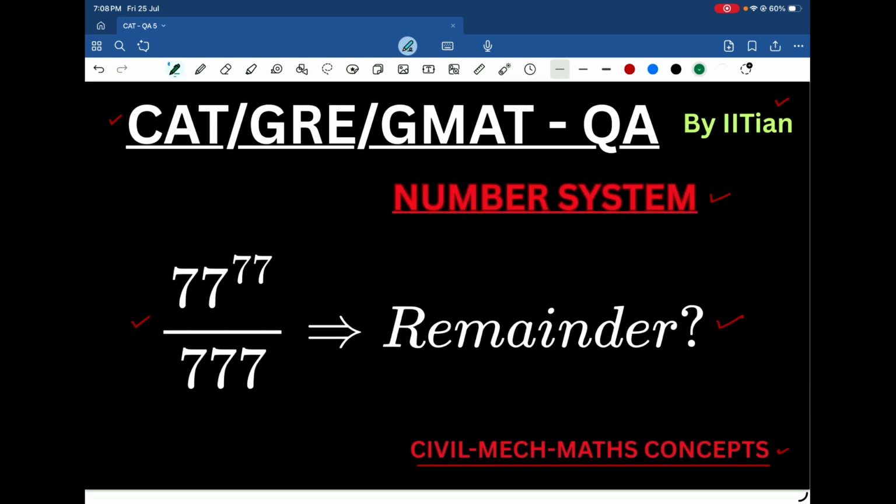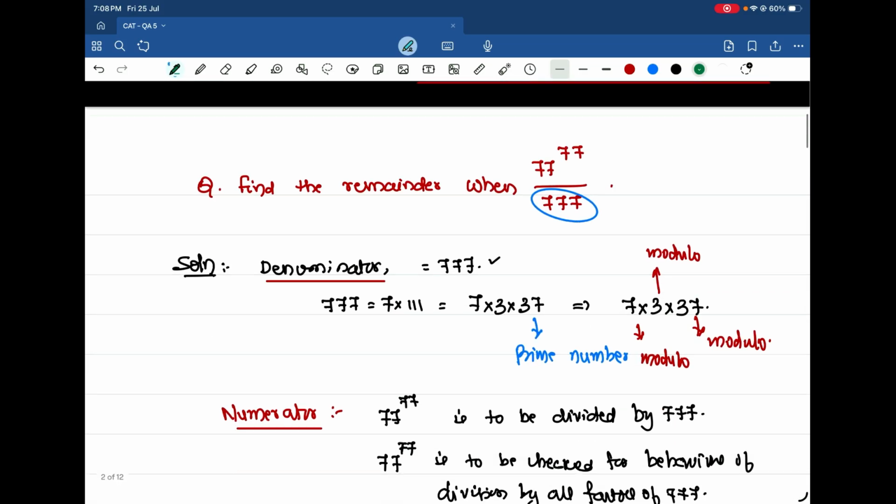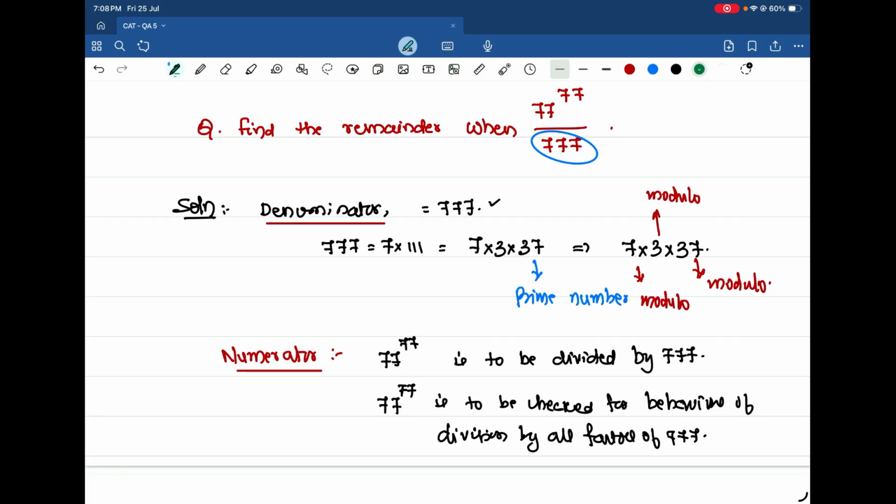The question is, what is the remainder when 77 to the power of 77 is divided by 777? In this, numerator is 77 to the power of 77, a very huge number, and 777 is a 3-digit number. When we take the denominator, we find that 777 has 3 factors, so the Chinese Remainder Theorem for multiple factors is to be applied.